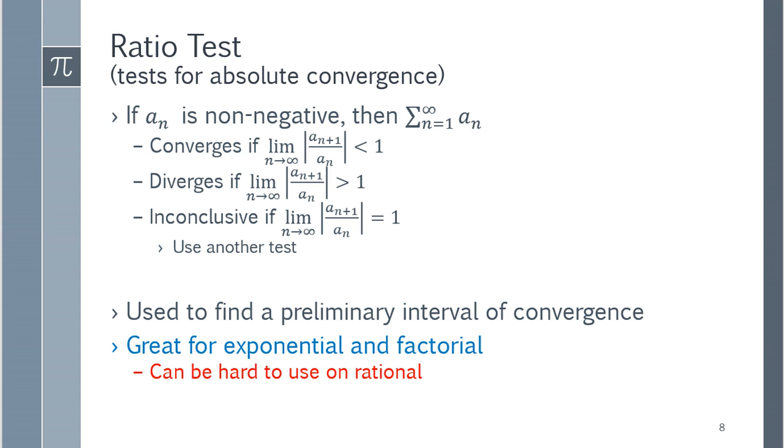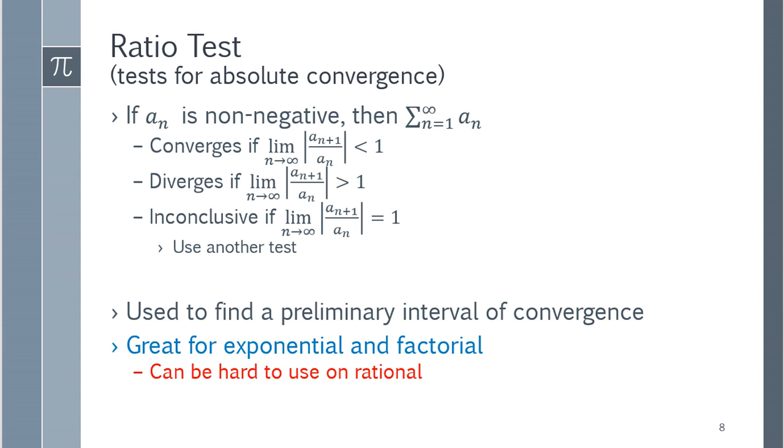And this is why it's useful for preliminary. At the endpoints of the interval of convergence, when we do that limit, the ratio test would equal 1 and is inconclusive. That's why I just call it a preliminary interval of convergence. This is a wonderful, wonderful test if you have exponentials and factorials, because the canceling when you're comparing the n plus first term to the nth term is really nice. It can be hard to use on a rational function.